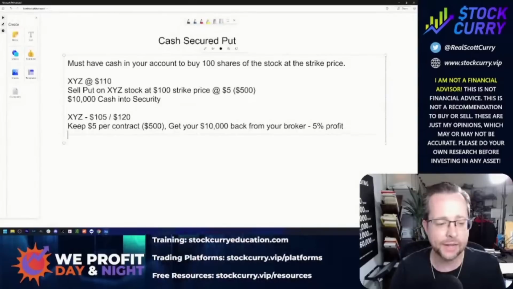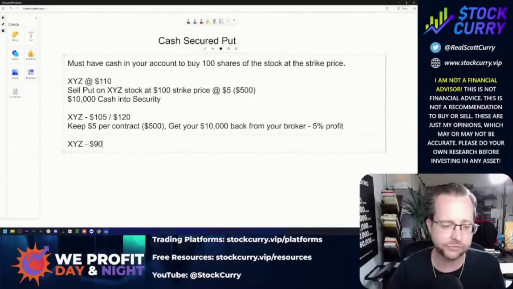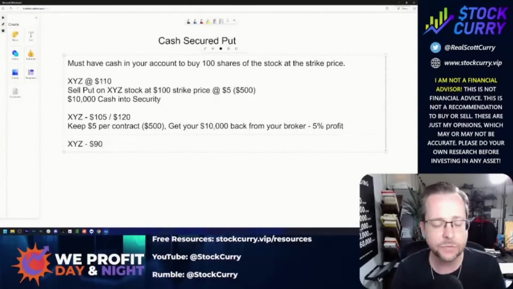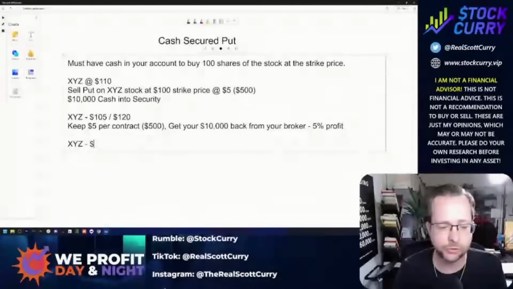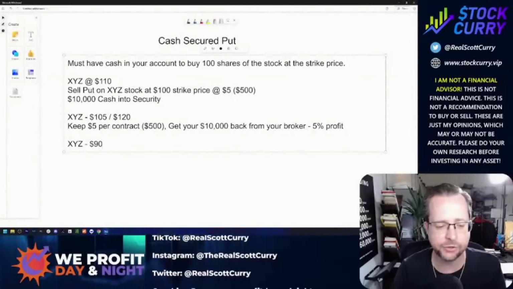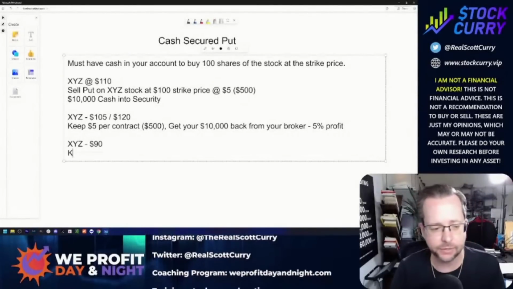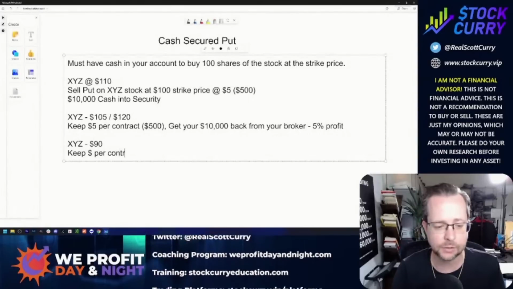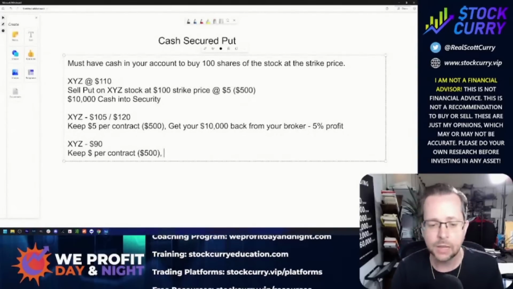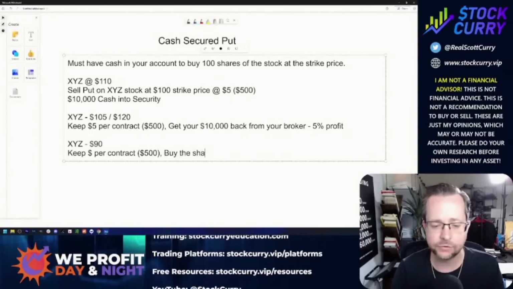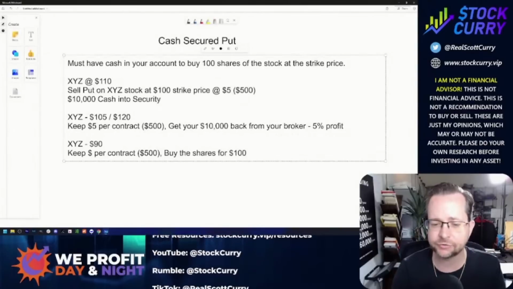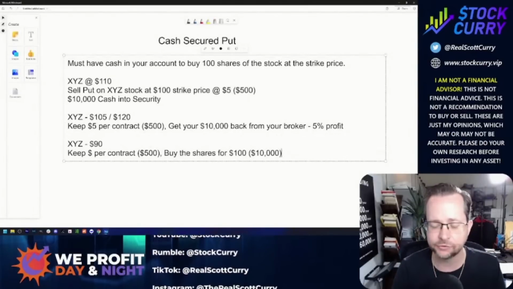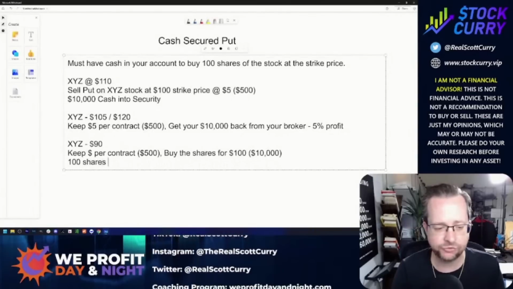Pretty good. Okay, let's do the other scenario. Let's say it goes down to 90. What happens? If it goes down to 90, you keep the $5 per contract, $500. But you have to buy the shares for $100 per share because that's what you agreed to in the contract. So you have to buy the shares for $10,000. And once you do that, you now have 100 shares.